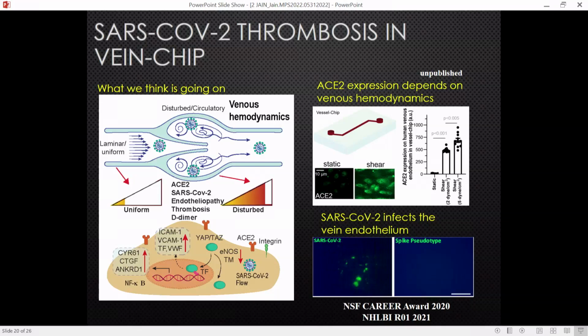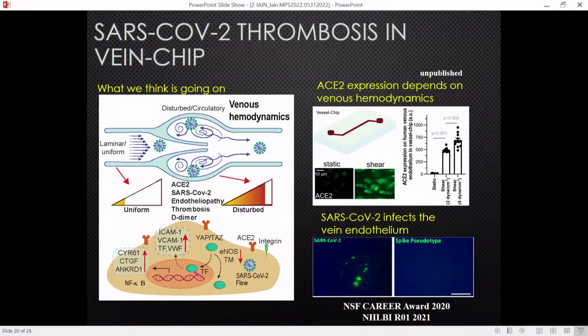We hypothesize that in addition to the cytokine storm that occurs due to COVID-19, and that could also result in endotheliopathy, the SARS-CoV-2 virus can directly infect the endothelial cells at sites where hemodynamics are compromised. Okay, so we have started to see that ACE2 expression actually goes up due to hemodynamics and high shear stress.